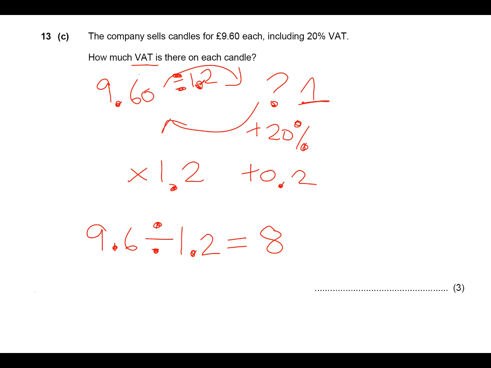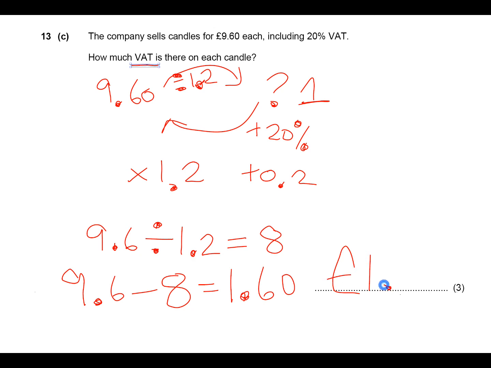And what we need to calculate is the VAT. So we have the amount after the VAT, which is £9.60, and we take off the original price, which is £8. So it's £1.60 that we pay in VAT. And that's the correct answer for your 3 marks, along with the working out.